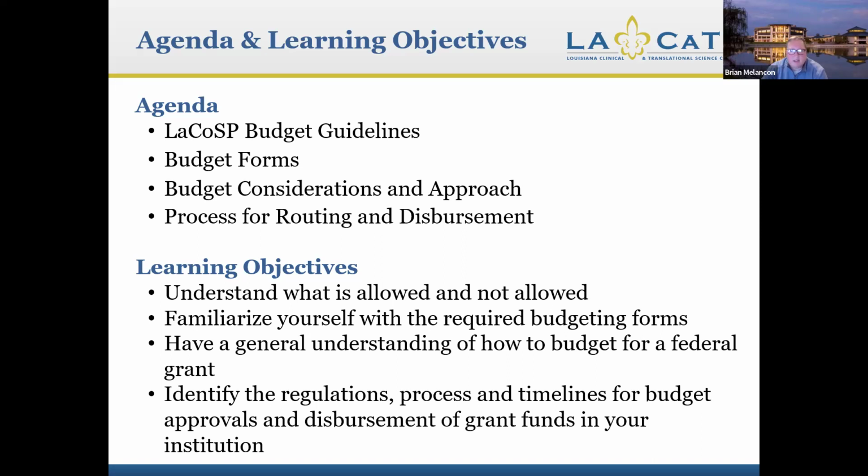And so hopefully at the end of this presentation, you'll understand what is allowed and not allowed in the community scholar program. You will familiarize yourself with the NIH required budgeting forms. You have a general understanding of how to budget for a federal grant. And of course, identify the regulations, processes, and timelines for general budget approvals, disbursement specifically for the Community Scholar Program grant funds at your institution or a partner institution.